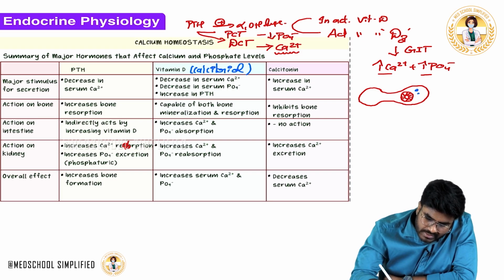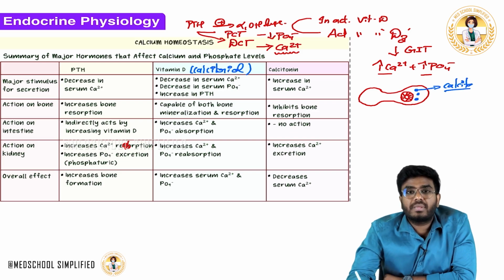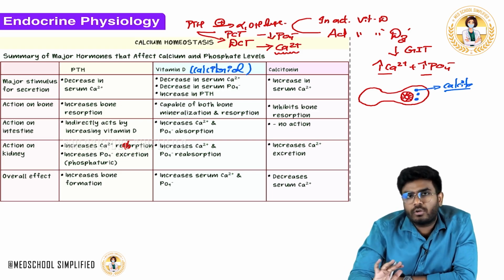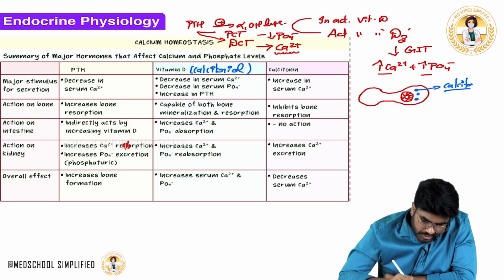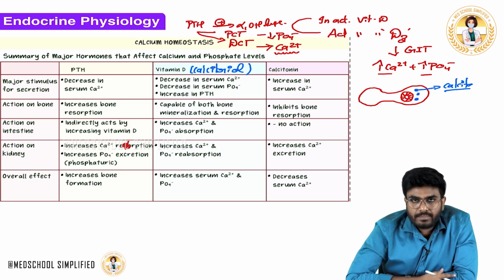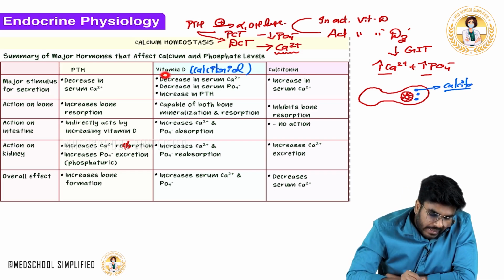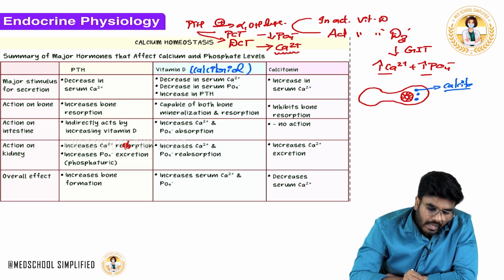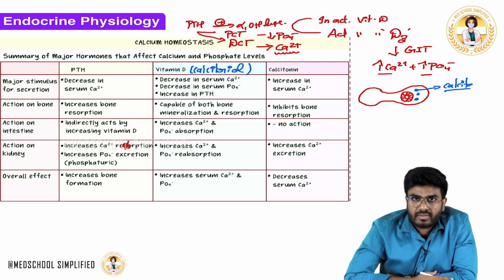There are also cells called parafollicular cells. These parafollicular cells produce calcitonin. Calcitonin is produced by the parafollicular cells of the thyroid gland. The question is, what is the stimulus for this calcitonin? Parathyroid hormone and vitamin D act in a similar way; both are trying to increase the blood calcium levels.